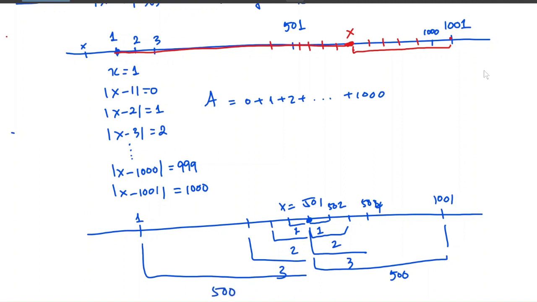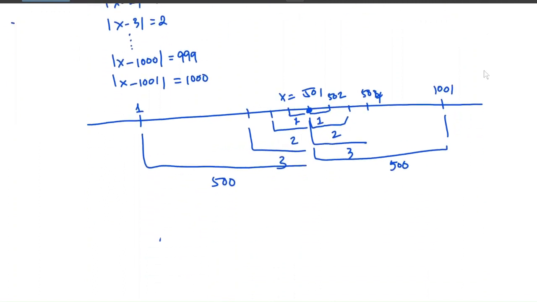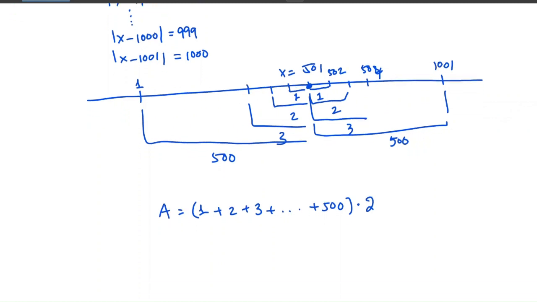So actually now the sum of A will be 1 plus 2 plus 3 up to 500, and we go both sides. From the left side and the right side the distances are the same, so we multiply by 2. This would be the smallest distance. None of these has a distance bigger than 500, which is good. So we say this is the smallest distance.